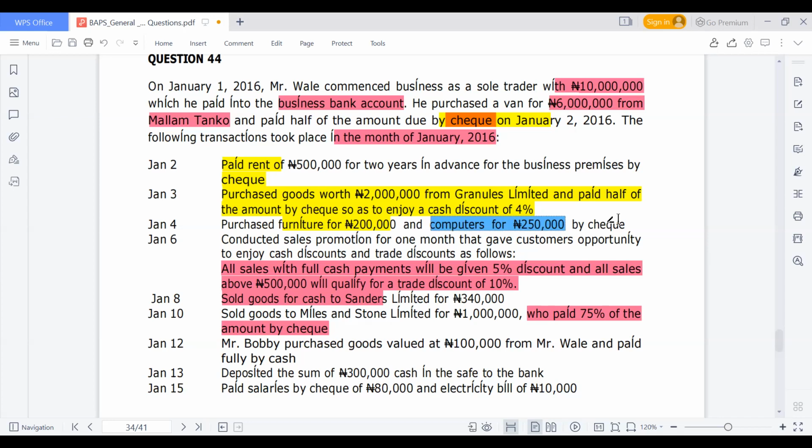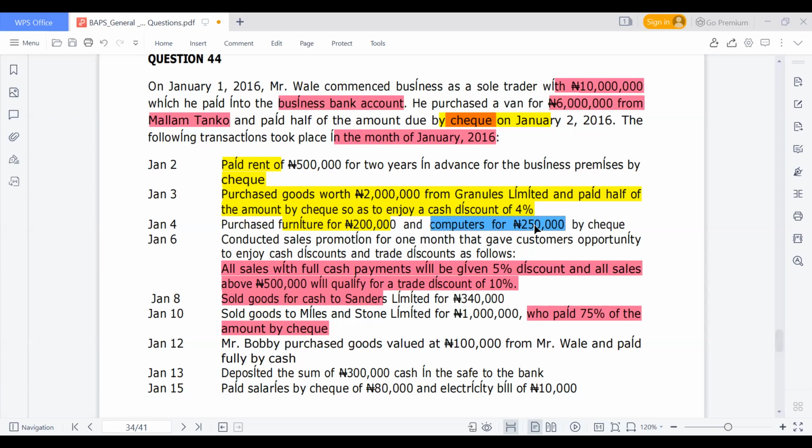You don't say because both of them are asset, then you say 200 plus 250. No, you have to separate it. You can only aggregate items that have the same characteristics. They are both assets, but they are different. Furniture is different from computer. January 4. So you are not going to add everything together. You're only going to add them if they have the same characteristics.